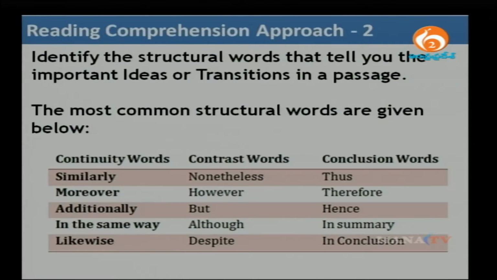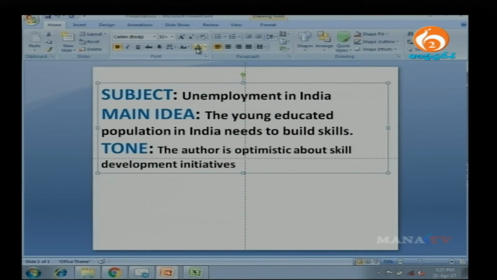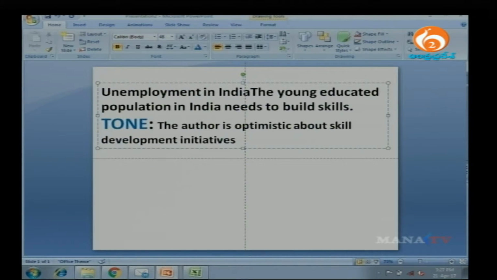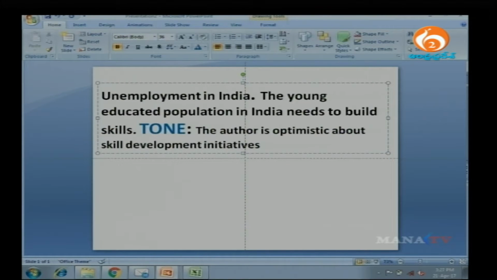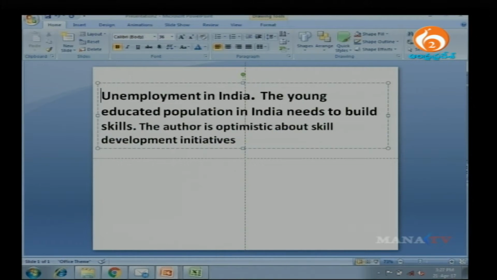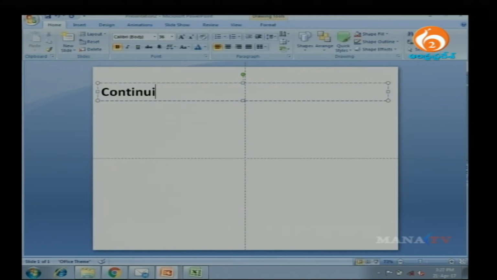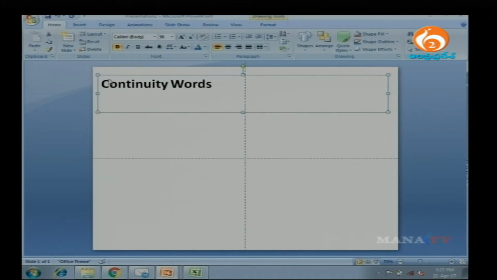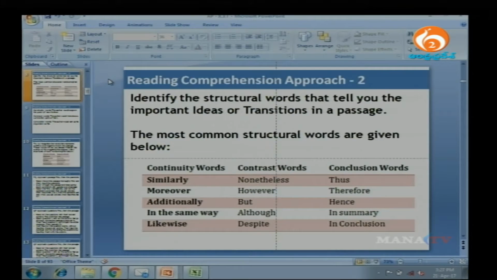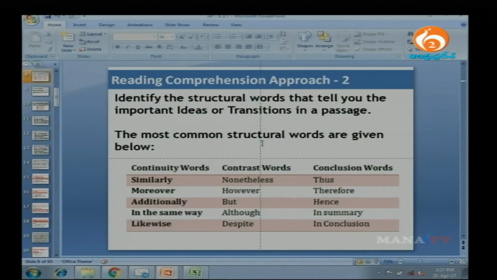Let us look at what are the continuity words. For example, similarly, moreover, additionally, in the same way, likewise. Let me quickly give you an example. Now, examples will always help you understand better, right? So, let me quickly pick an example for you. Now, in continuity words, I have words like similarly, moreover, additionally, in the same way, likewise. Let us use the first word, similarly.